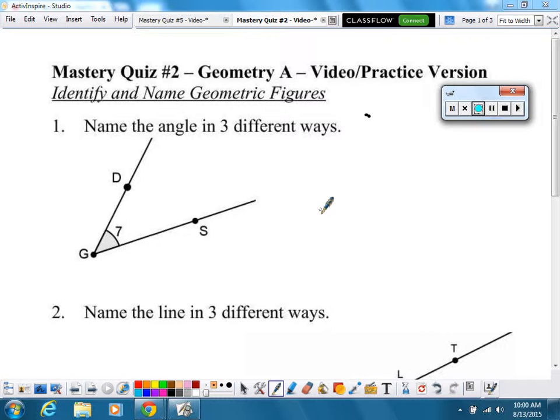Alright, today we're going to be talking about Mastery Quiz number 2 in geometry. It's a study of some of the basic concepts in our geometry class. Question number 1 is asking us to name the angle in 3 different ways.